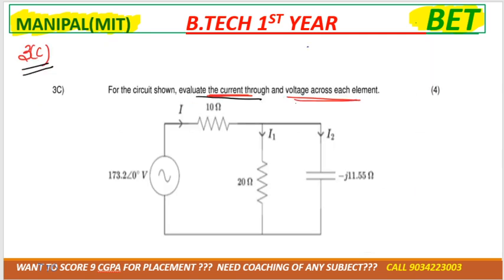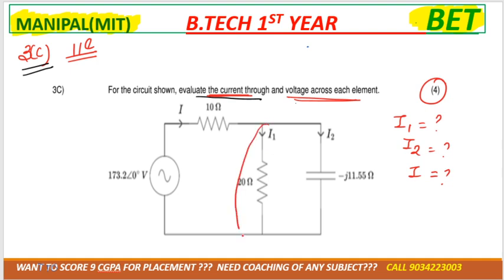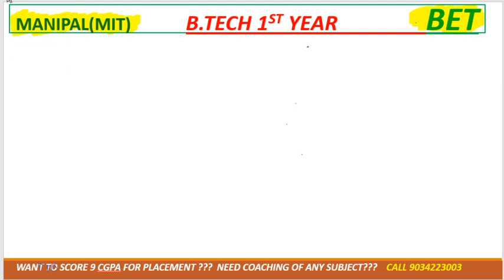Clear? So this is a question on a parallel circuit, a 4 marks question. In this you need to calculate I1, I2 and I, and the voltage across each element, which means they are asking for V1 and V2 also, right? First tell me, think about it, how can we get I1 and I2?